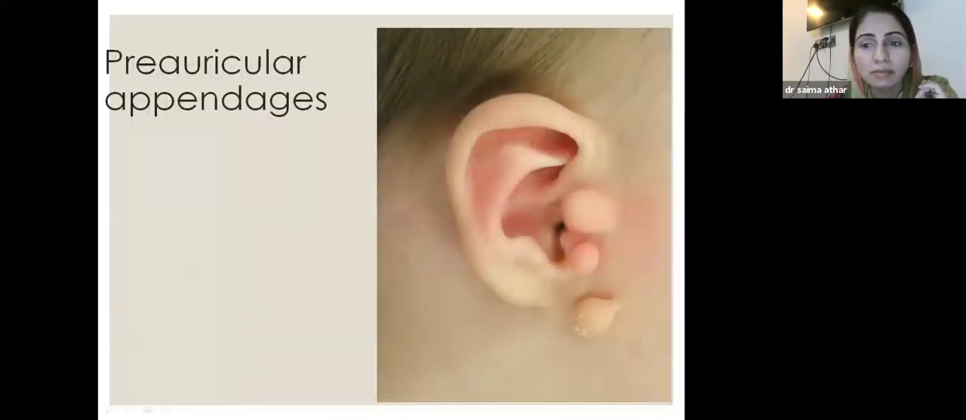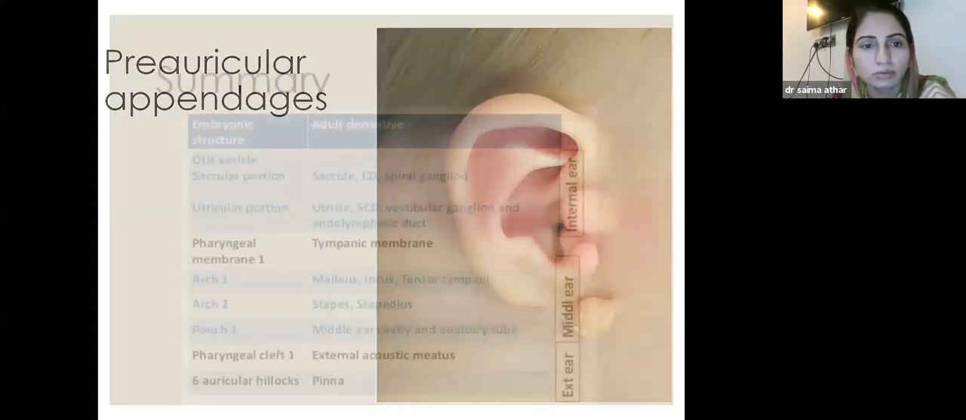Then appendages, ये मैं आपको बता रही थी, these are very common. Okay, if there is failure of union of the auricular hillocks, or if there are extra auricular hillocks, they will end up in appendages like this. Okay, these do not cause any structural problem. Just a cosmetic reason if one person wants to get it removed.